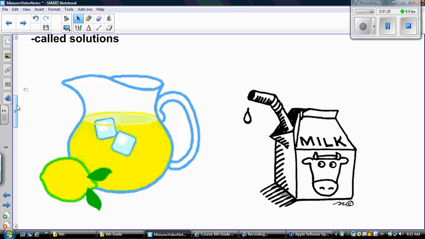If you take a look at lemonade, you cannot see the individual sugar and water particles unless you separate it out. Okay, same thing with milk. You cannot see the protein or the fat or the vitamins and minerals that make up milk. It just looks like one solution. So that is a homogeneous mixture.